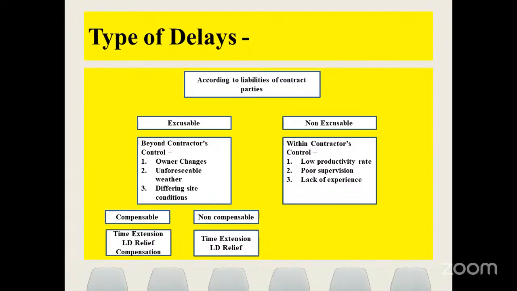So your variation order will be prepared, and based on the variation order, you are going to revise your schedule. The commercial part will be discussed, and based on that, your schedule will be revised. So: time extension, LD relief, and compensation. You get time extension due to change in design. We are going to discuss how we claim time extension. LD relief: LD means liquidated damages.